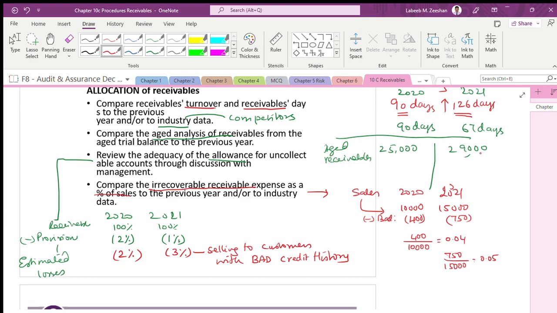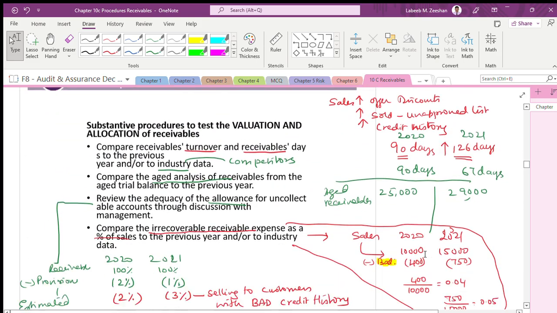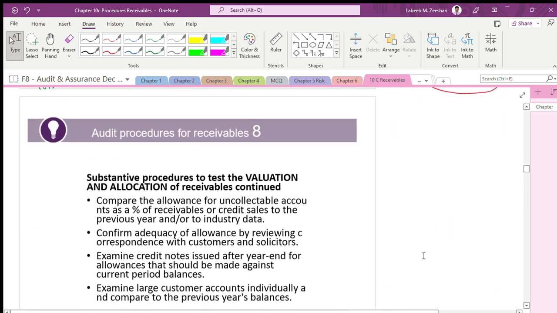Is it right? When we do this process, we will see how things are working, and whether the irrecoverable receivables expense as a percentage of sales is this much. You are talking about the receivables. The moment receivables come, you have to make sure that it is reflected.